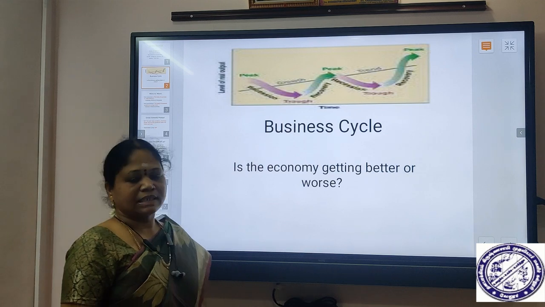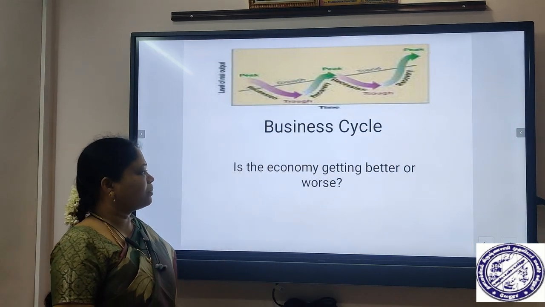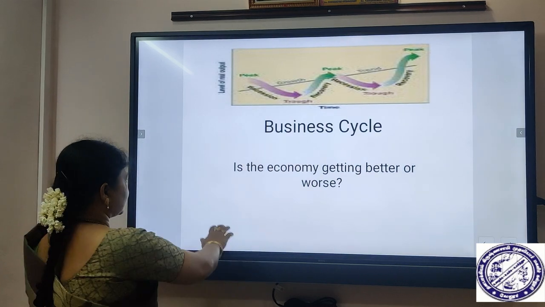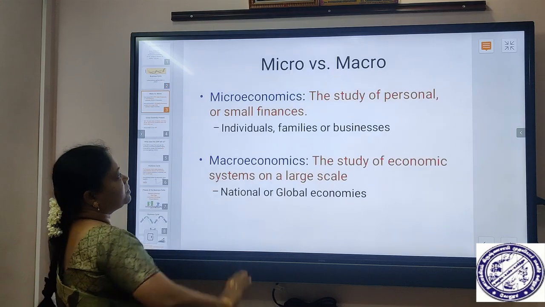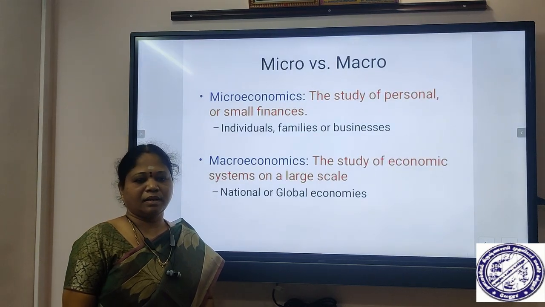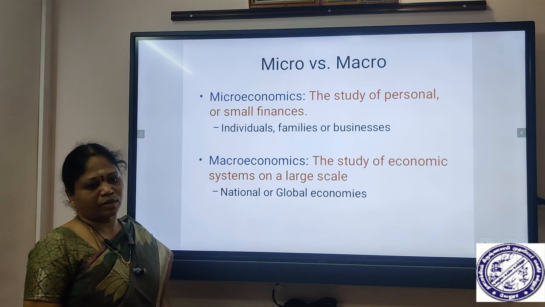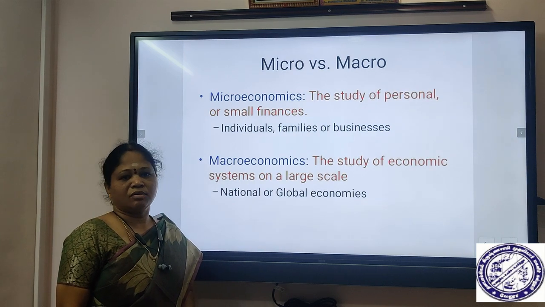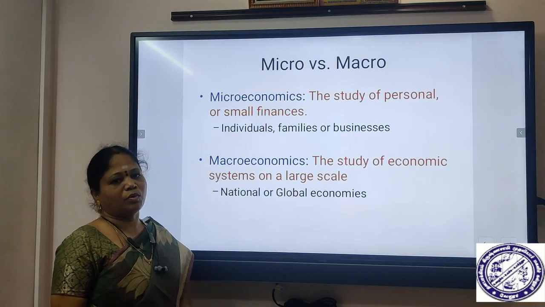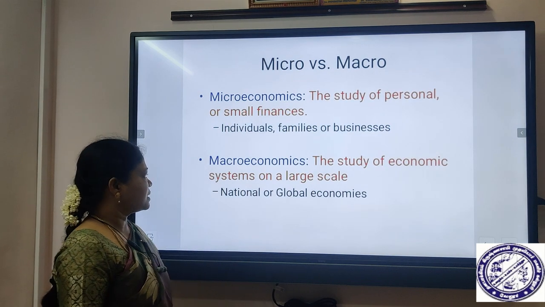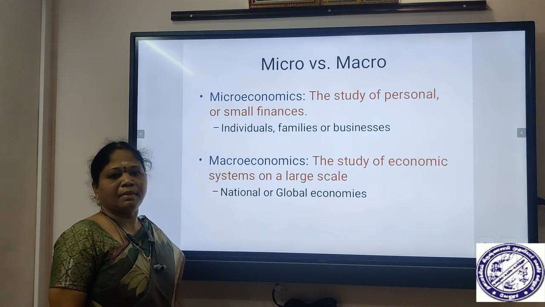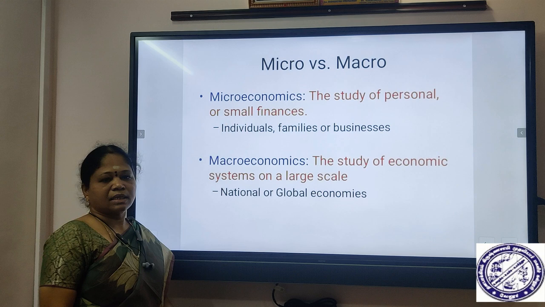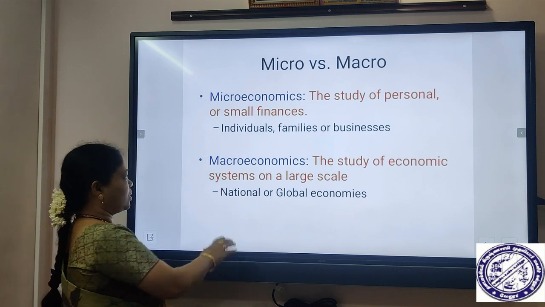Coming to business cycle, it indicates whether the economy is developing or moving in the opposite direction. Before knowing about business cycle, we should be familiar with concepts like micro and macroeconomics. Microeconomics is the study of personal or small finances; it talks more about the behavior of individuals. Macroeconomics is the study of economic systems on a large scale, that is, it talks about the global economy.